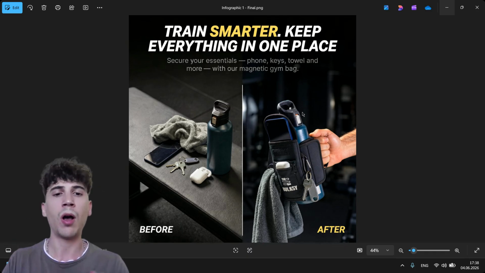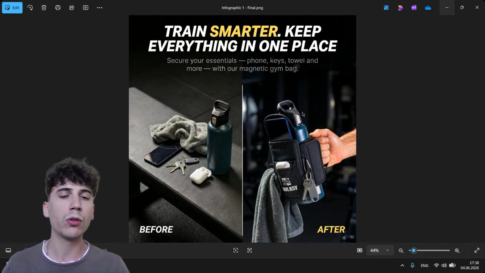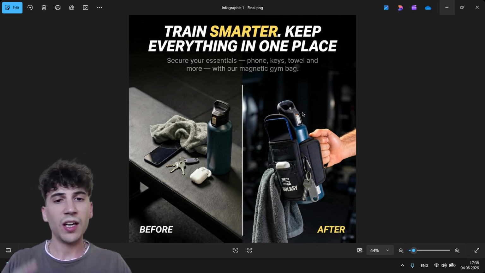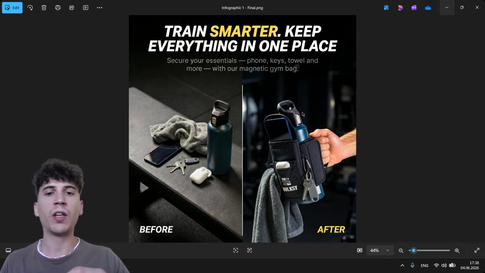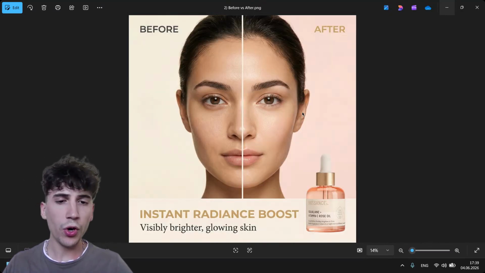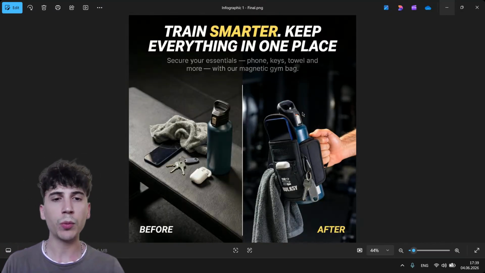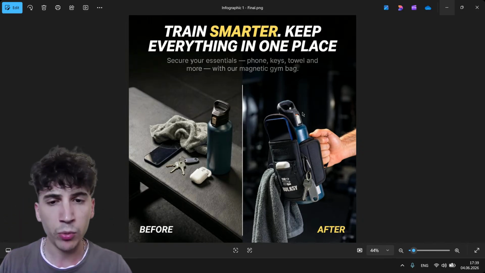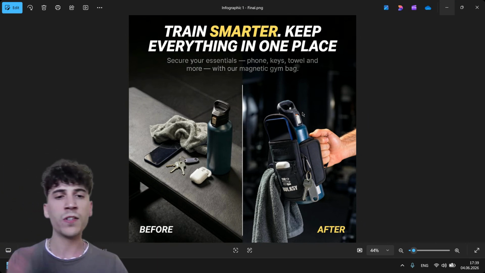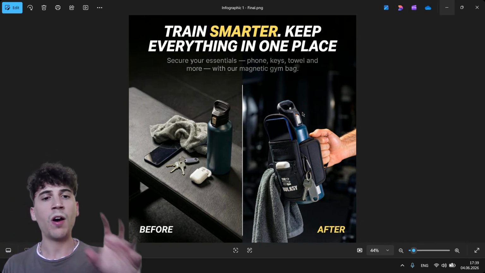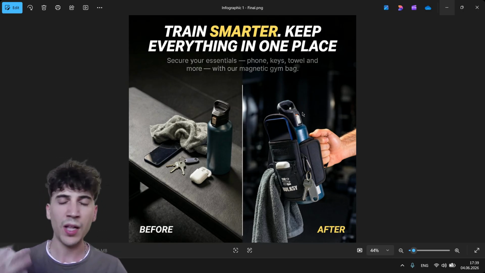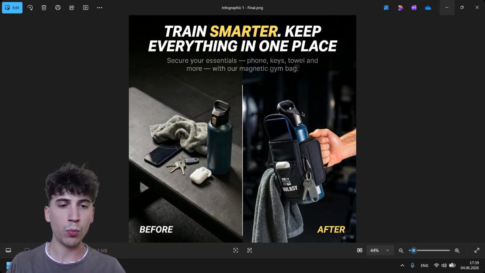They're not going to drop the towel into some dusty corner. They're not going to drop their phone and break the screen. This is exactly the same type of image, just with a different product and in a different category. Here it is a facial oil, and here it is a gym bag. Two different products, two different categories, same type of image and same type of goal. Show the life of your customer after they buy your product and after they use it. Show the life where their problem is solved. And this will help you a big time to sell your product.